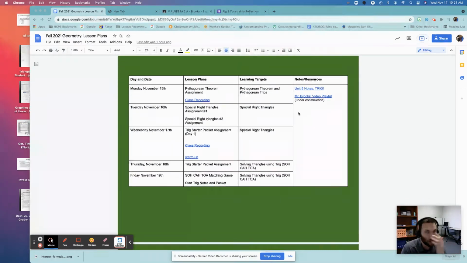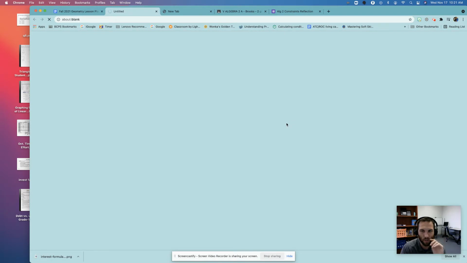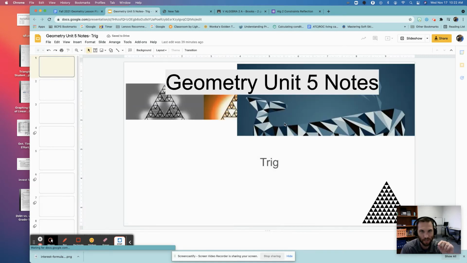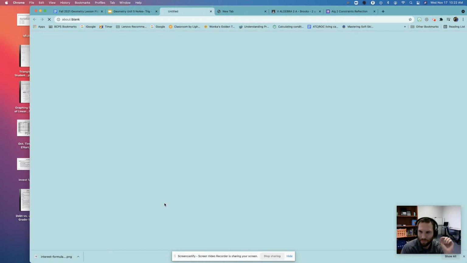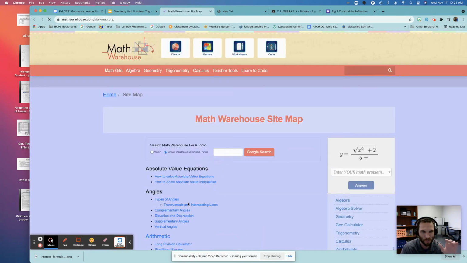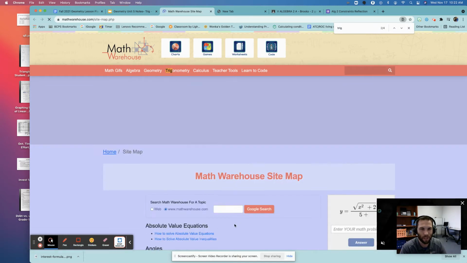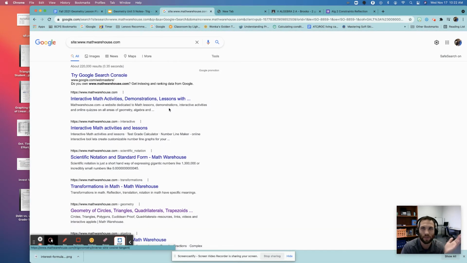Then there's a website that I want to point out, and I want to try to show you where to get to it. It's from Math Warehouse, and this is something a lot of students struggle with, finding the sides of a triangle, because you might struggle with understanding what's the opposite side versus what's the adjacent side. And if you go to this website and you go down to trigonometry, so we're going to go right here.